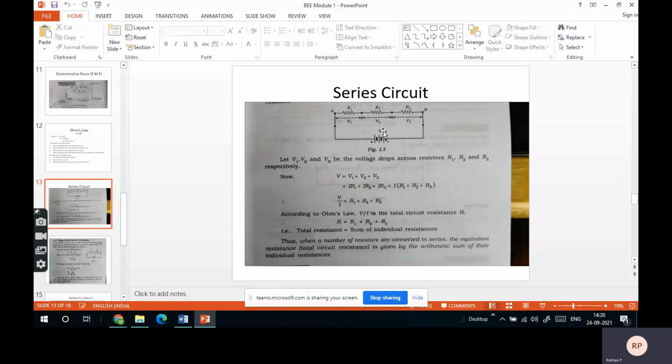Hence, you can give the relation for the voltage: the total voltage V equals V1 plus V2 plus V3, where the current I is equal across all the resistors, right? So what do you mean by V? I'll apply Ohm's law here. V equals I into R. V1 will be I into R1, V2 is I into R2, V3 is I into R3. Hence you can say that I can take a common term, I, and I will take the remaining sum as R equivalent.